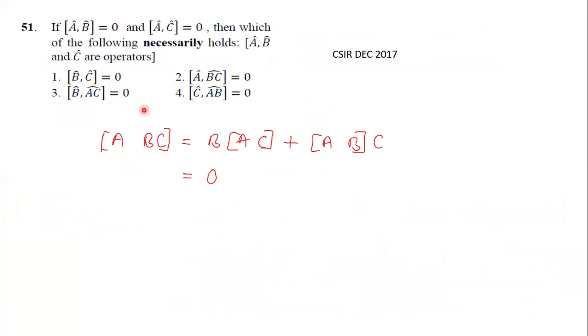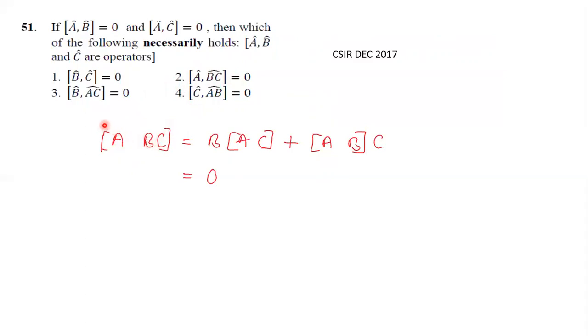One more problem here, which was asked in the December 2017 exam. If the commutator of A and B is equal to 0 and the commutator of A and C is equal to 0, in other words, A and B commute and the operators A and C also commute, then which of the following necessarily holds? Here A, B and C are operators. Now we will take option 2. This is option 2 taken here.